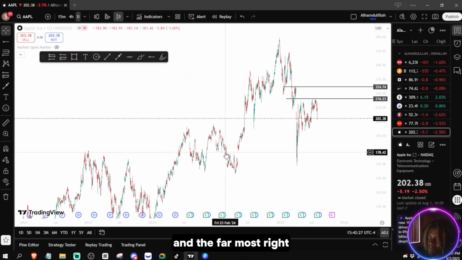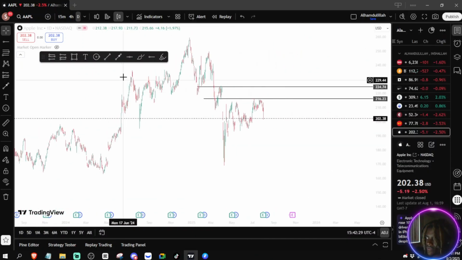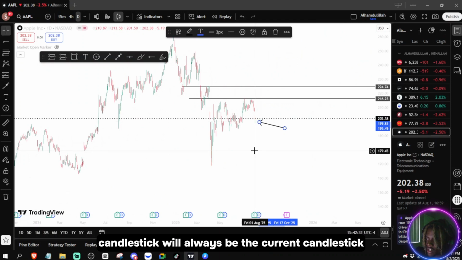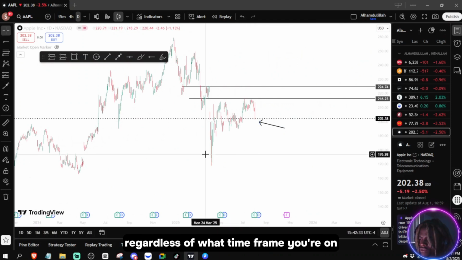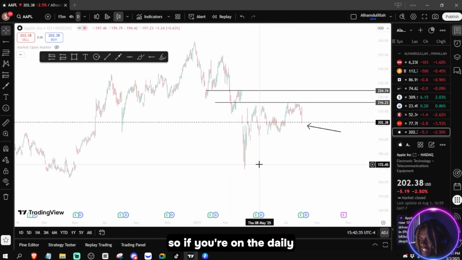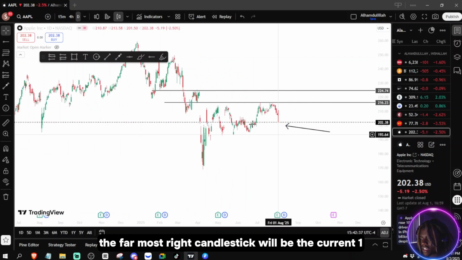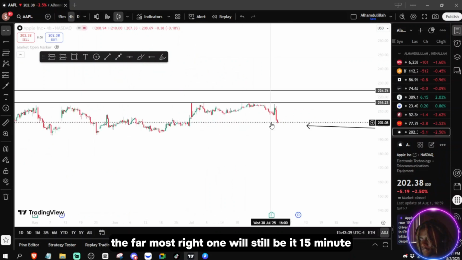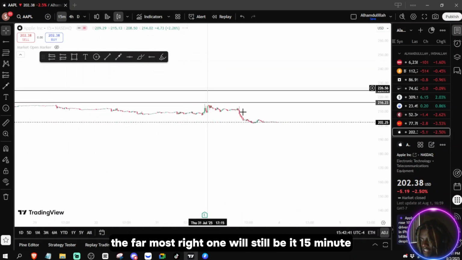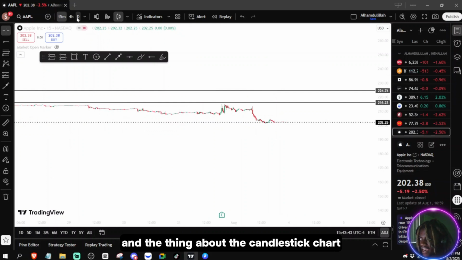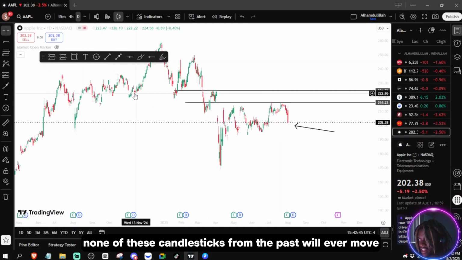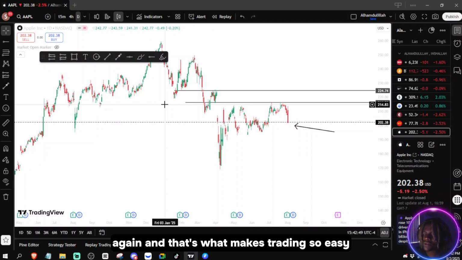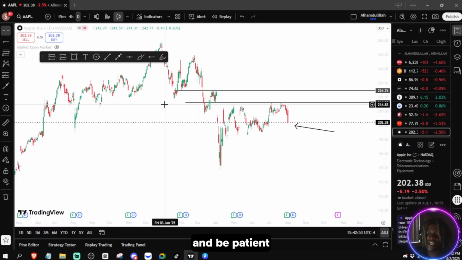The far most right candlestick will always be the current candlestick, regardless of what time frame you're on. If you're on the daily, the far most right candlestick will be the current one. 4 hour, the far most right one will still be it. 15-minute, the far most right one will still be it. And the thing about the candlestick chart, none of these candlesticks from the past will ever move again. That's what makes trading so easy. All we have to do is use past information and be patient.